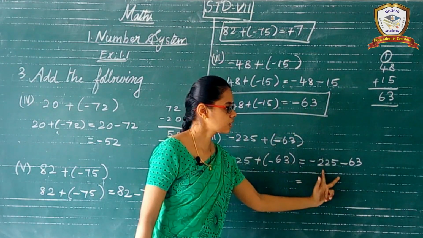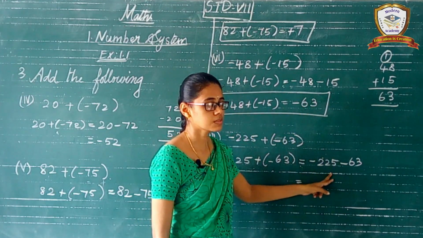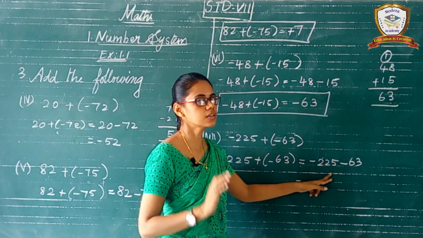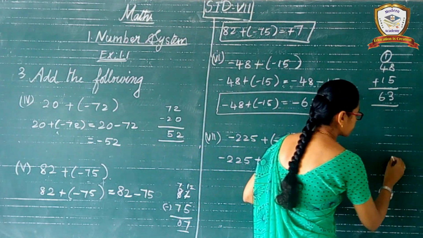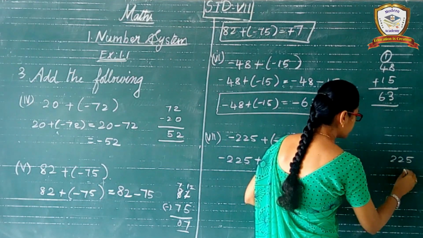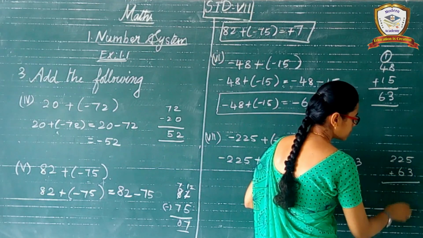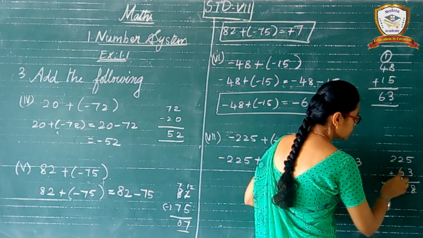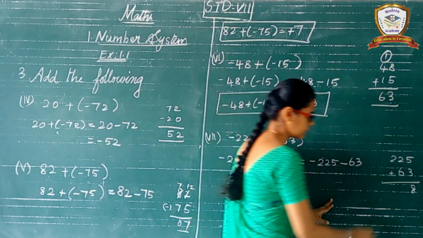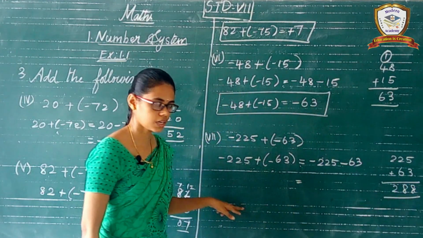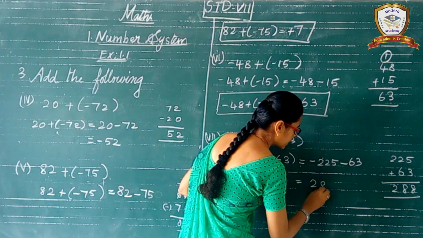Listen, both are the same sign. Same sign means we need to add the numbers. So first we add the numbers: 225 plus 63. 5 plus 3 is 8. 2 plus 6 is 8. And the remaining 2 we write here as it is. Clear? So the answer is 288.